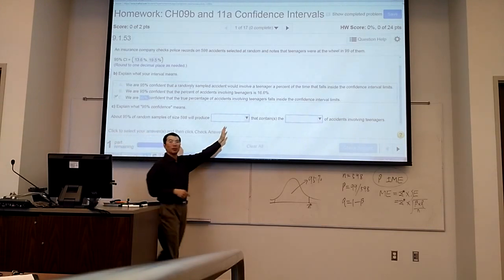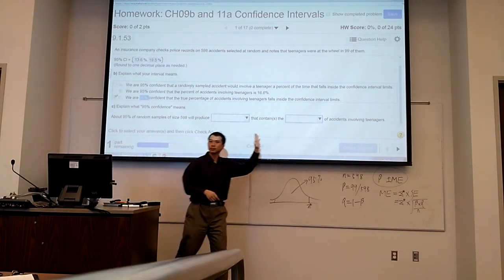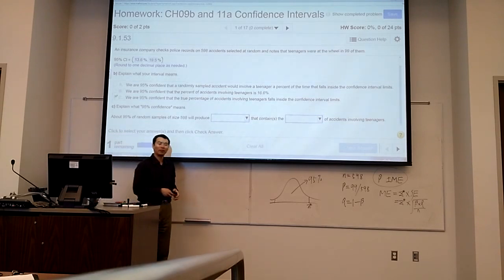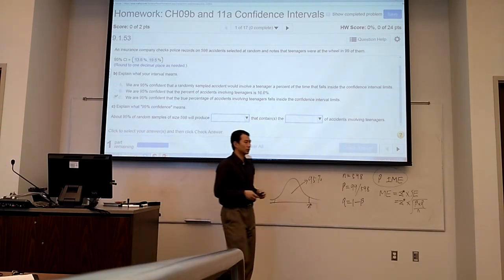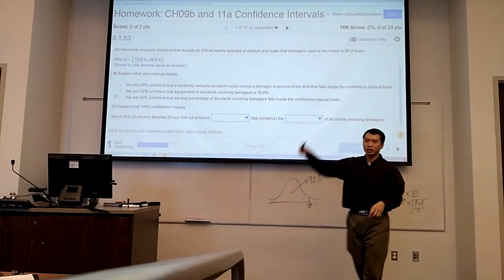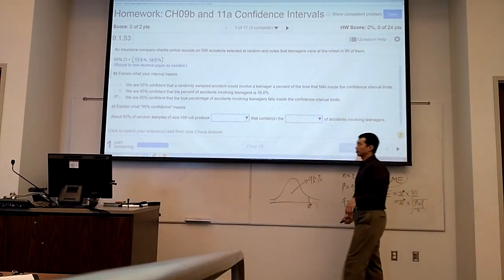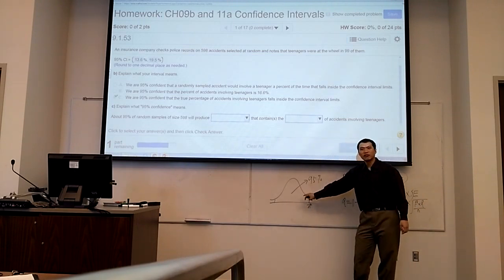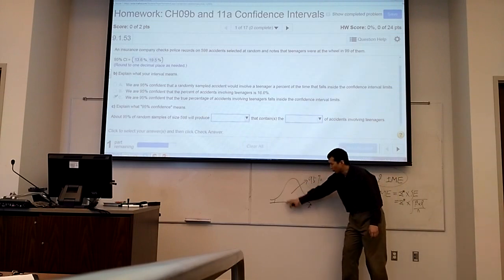Any questions on part B? Part C is to explain what 95% confidence means. When we discussed the slides, we said we know that 95% of the samples will fall into this area.